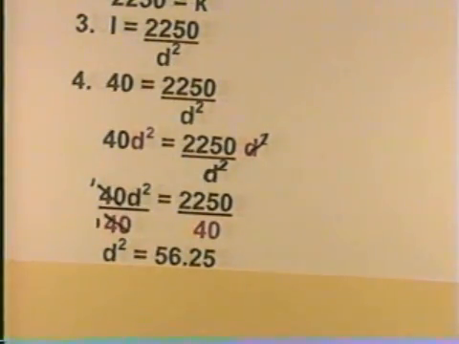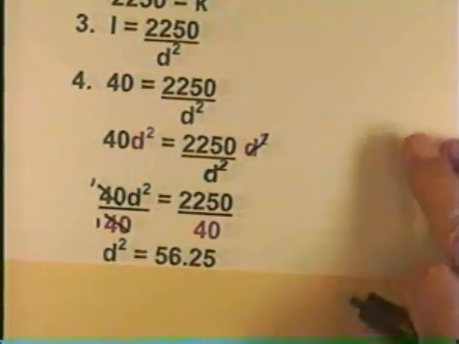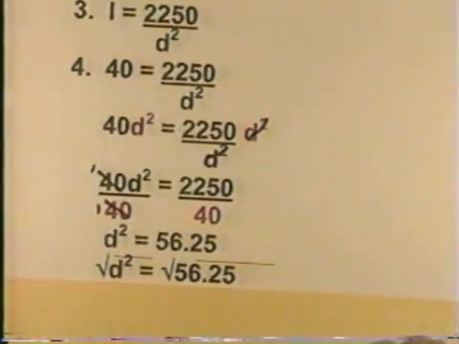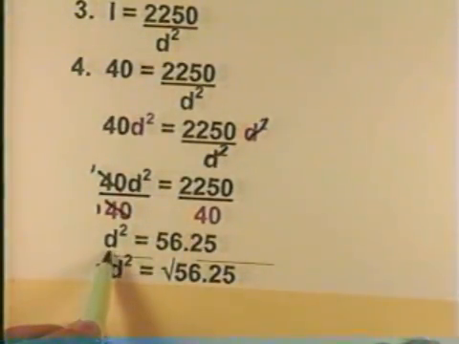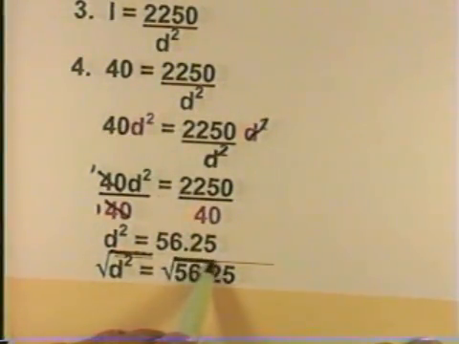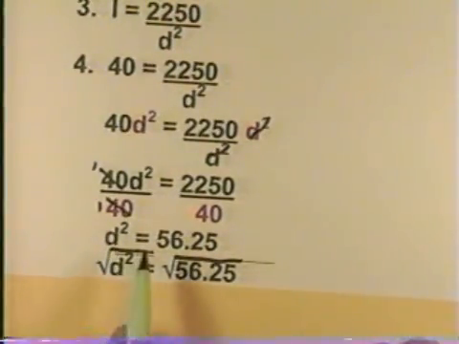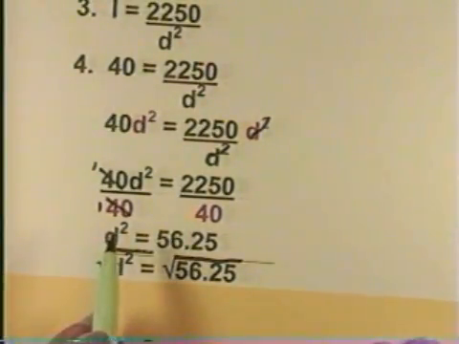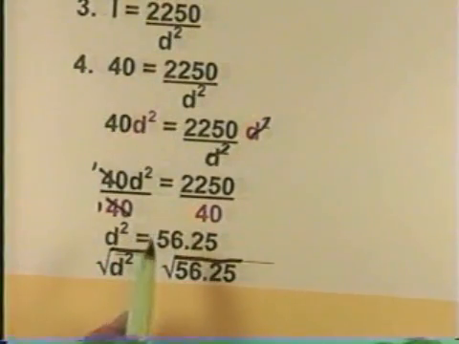Well, I don't want D squared. I want D. So to get from D squared to D, I need to take the square root of both sides. So the square root of D squared is the square root of 56.25. Now, normally speaking, when you take the square root of both sides, using the square root theorem, you'd have to put plus or minus. But D stands for distance. You can't have a negative distance, so we'll just use the plus sign.